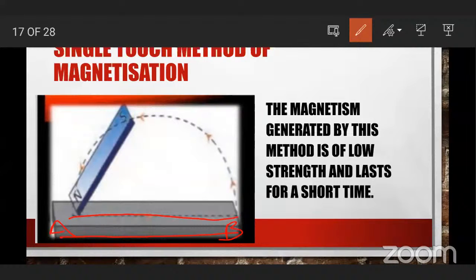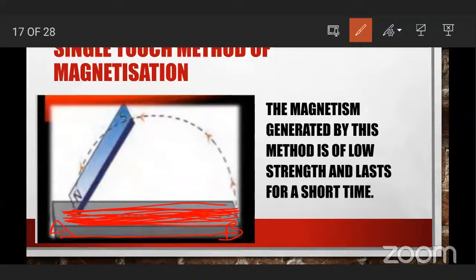Lift this bar magnet from here. Again, drag it like this. Drag this bar magnet from point A to point B again and again, 15 to 20 times. Now, after doing this, take the steel bar near some iron filings and observe what happens.